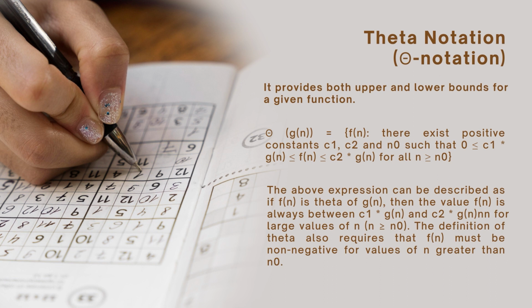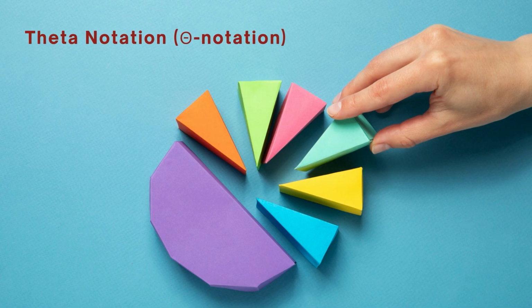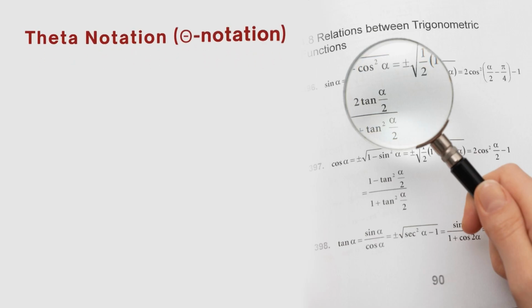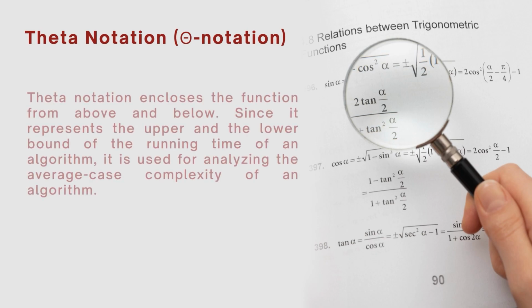The definition of theta also requires that f(n) must be non-negative, because you can see in the definition f(n) is greater than or equal to c1 times g(n), and this c1 times g(n) is also greater than or equal to 0. So this is all about non-negative values for n greater than n naught. This is the graphical representation. Here you can see f(n) has both boundaries, lower and upper, that is c1 times g(n) and c2 times g(n). So f(n) equal to theta of g(n) you can say. So theta notation bounds the function from above and below.